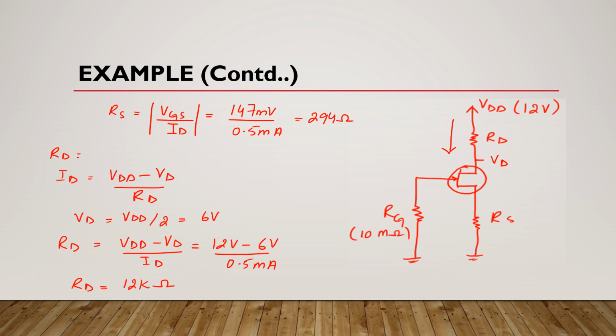So this is the value of source resistor and this is the value of drain resistor to set up an approximate midpoint bias. So these are your answers.